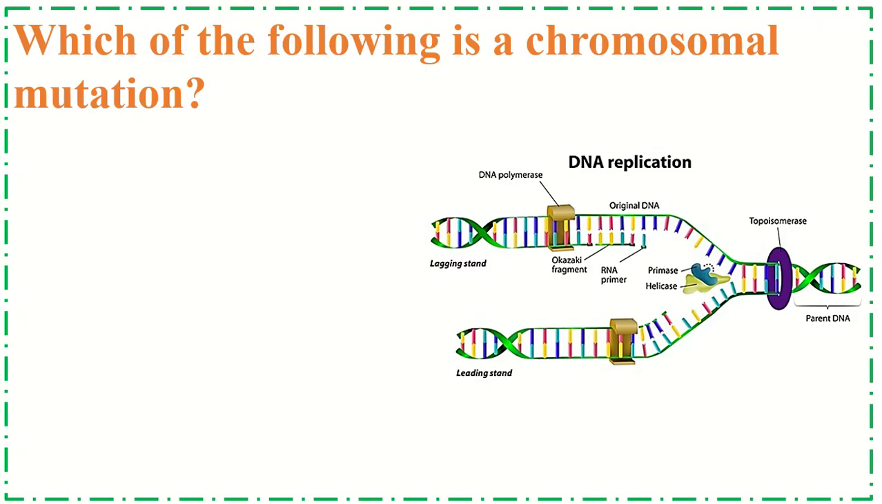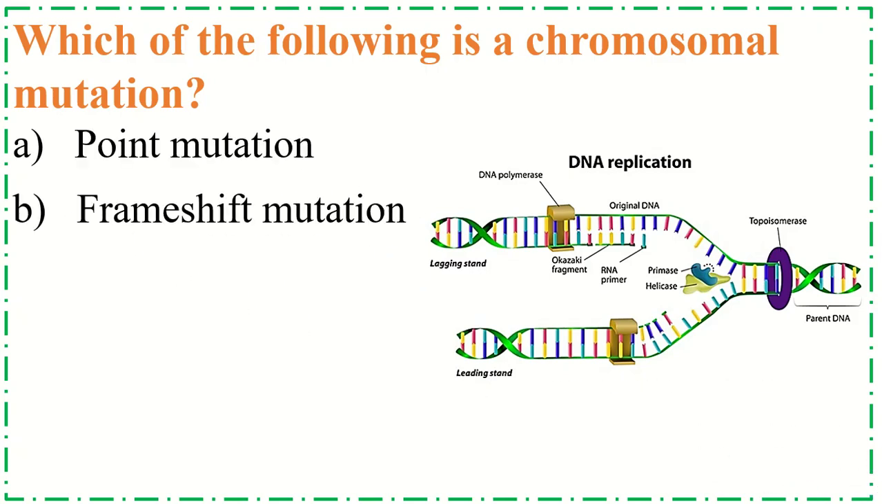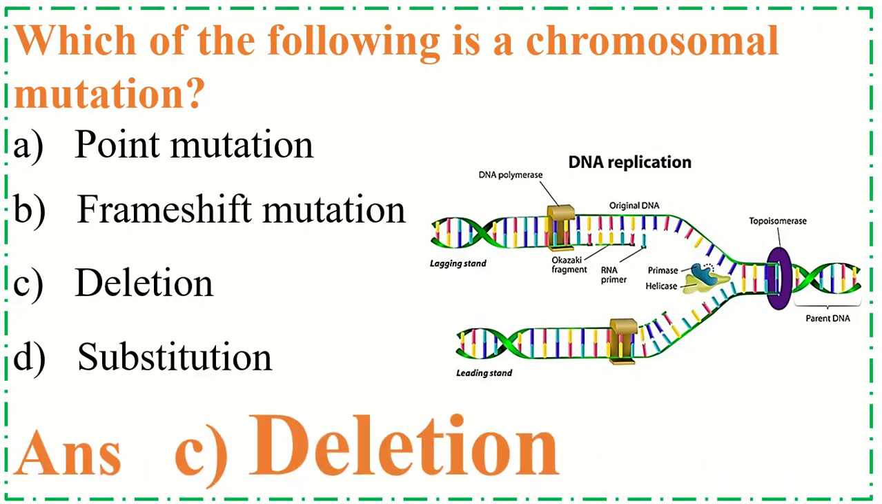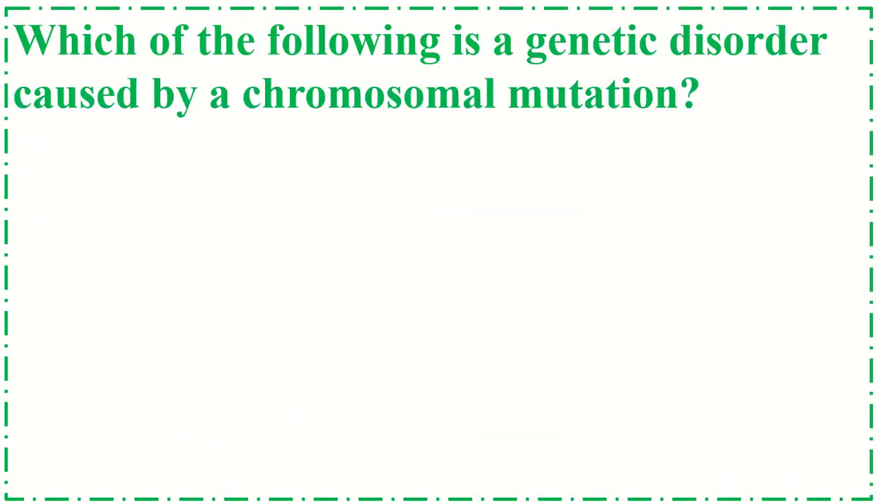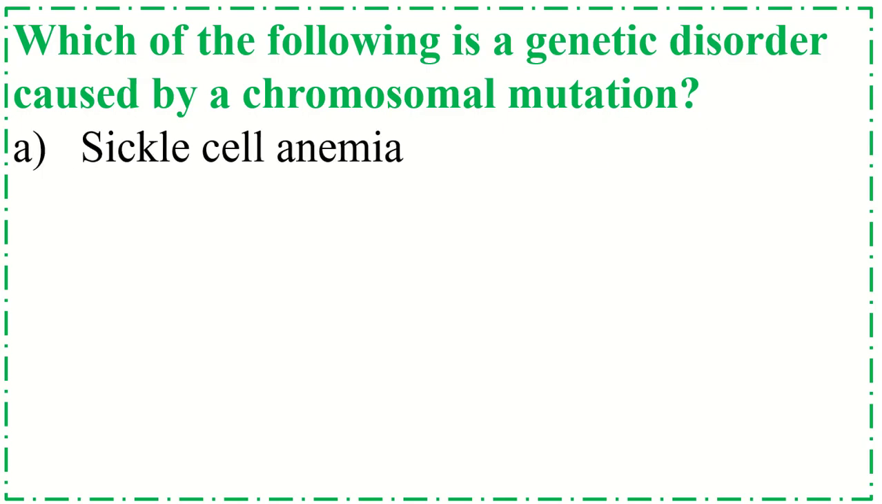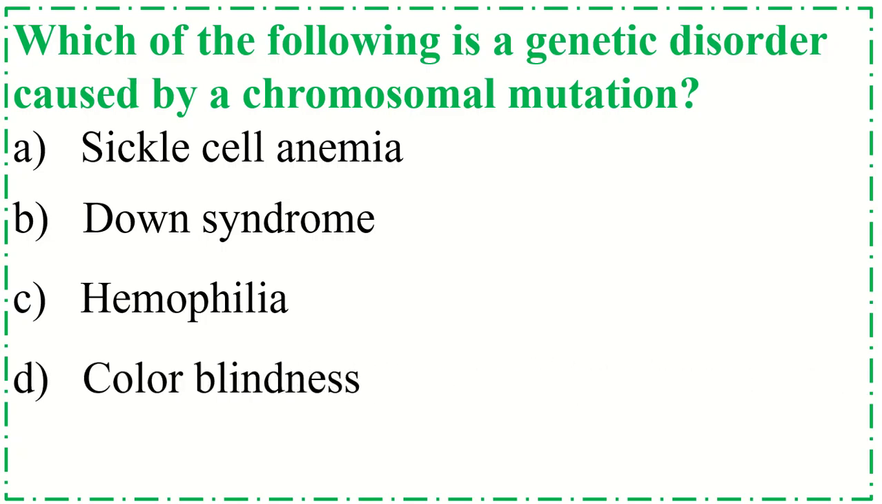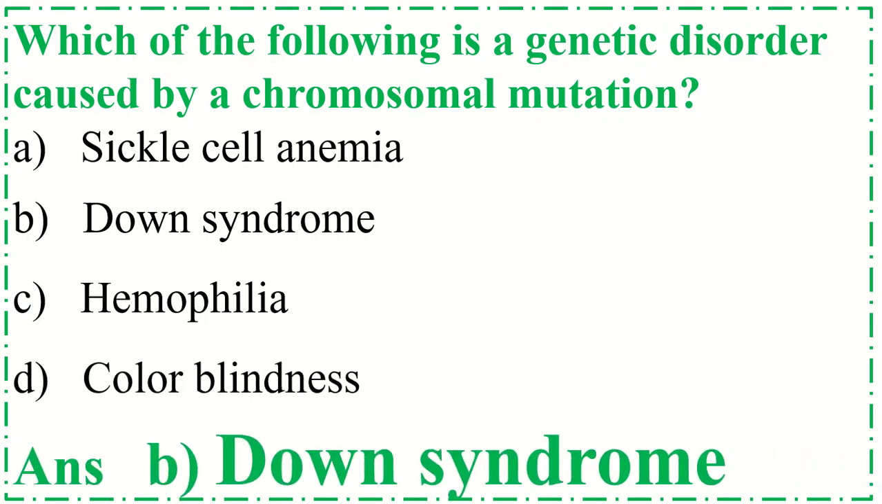Which of the following is a chromosomal mutation? Option A point mutation, B frame shift mutation, C deletion, D substitution. The correct option is C deletion. Which of the following is a genetic disorder caused by a chromosomal mutation? Option A sickle cell anemia, B Down syndrome, C hemophilia, D color blindness. So the correct option is option B Down syndrome.